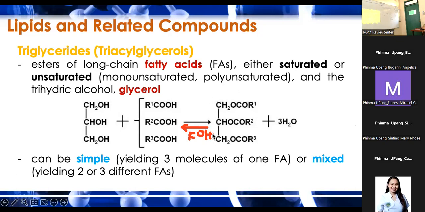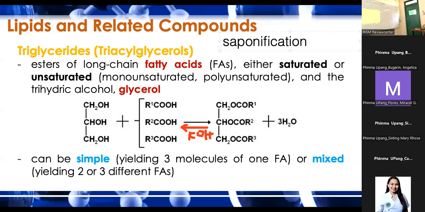The esters will be converted to sodium or potassium salt of the fatty acid. And that is your soap, sabon. Kaya ang tawag sa reaction ay saponification. So, the term is saponification. So, soap formation is a test for your triglycerides. Saponification, soap formation.